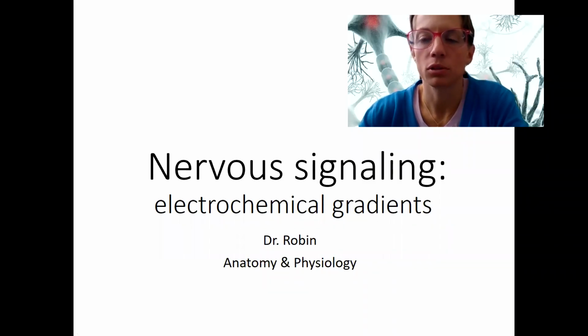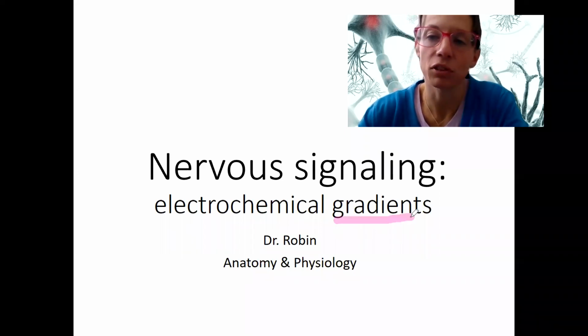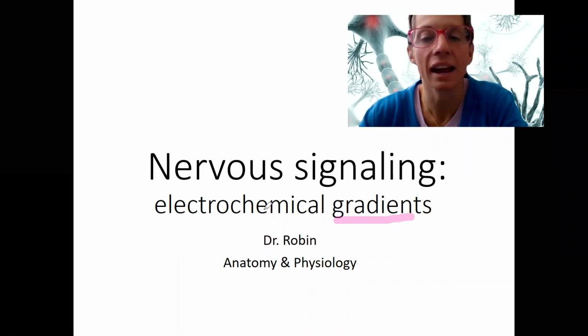I mentioned electrochemical gradients earlier, so I want to spend a little more time on what that means because it's important for neurophysiology. Let me break down that word. There's an electrical component and a chemical component. An electrochemical gradient refers to the combined force, a difference that creates a force, in the combined electrical gradient and chemical gradient. It's basically saying both components are important, the electrical part and the chemical part.